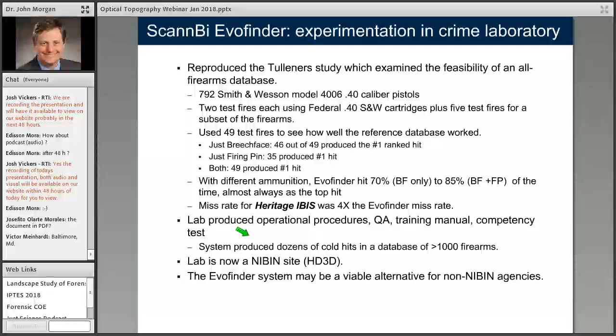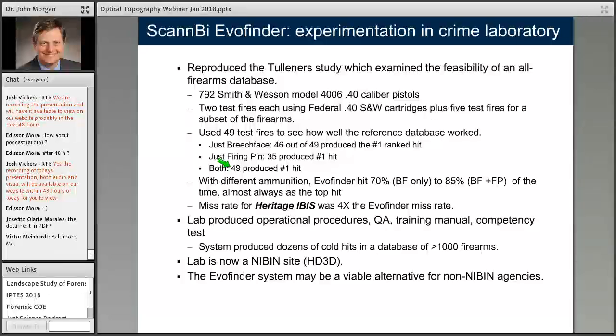They used the Tolliner's data set, which is a set of 792 Smith & Wesson Model 4006 40 caliber pistols. They did a couple of test fires using some federal ammunition for most of them, and for some of them they used 5 test fires. And then they went to build a reference database for validation. And then they did 49 test fires to see how well that worked. And when they used both breech face and firing pin, they got 49 out of 49 at the #1 hit.